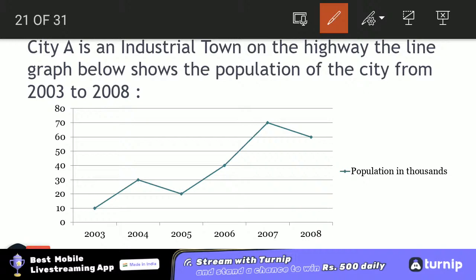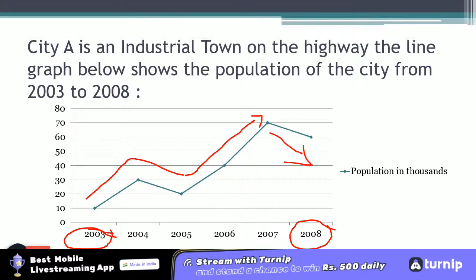So, as you can see, it's a population based graph and it is showing how the population is changing from 2003 to 2008. It is full of increment and decrement. First it increased, then it decreased, and then it increased to a great extent, might be because of job availability, and then further it got decreased. So we will be discussing some questions in which we will be talking about different cases.